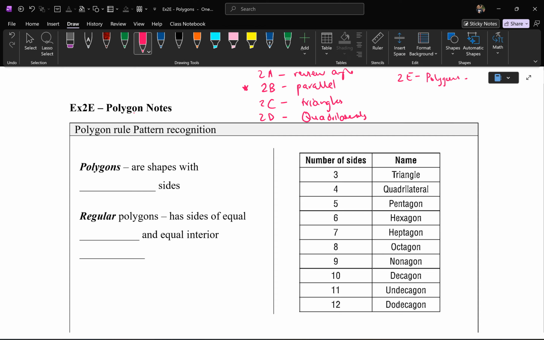Polygons are shapes with, what did I say last session? Lots of sides, but the sides have to be specifically, starting with S. Straight. They have to be straight sides.